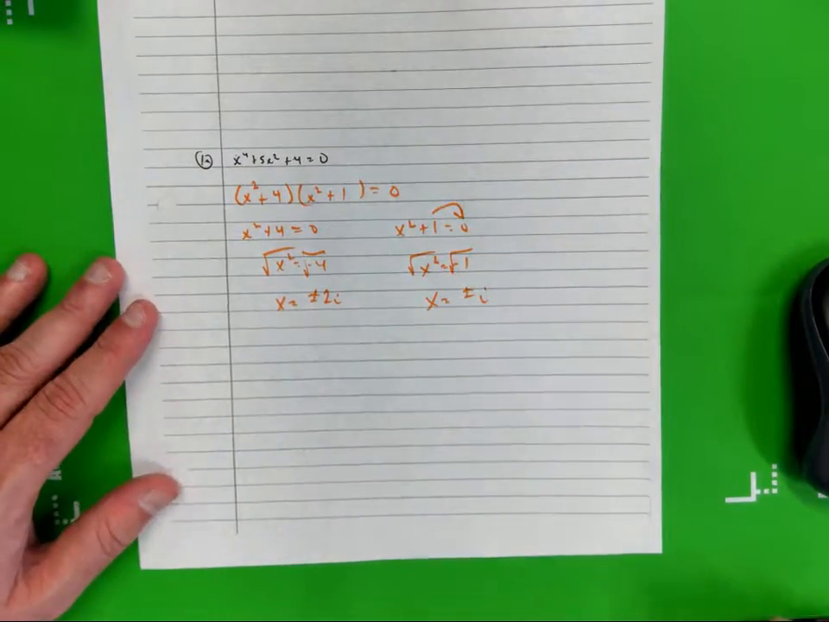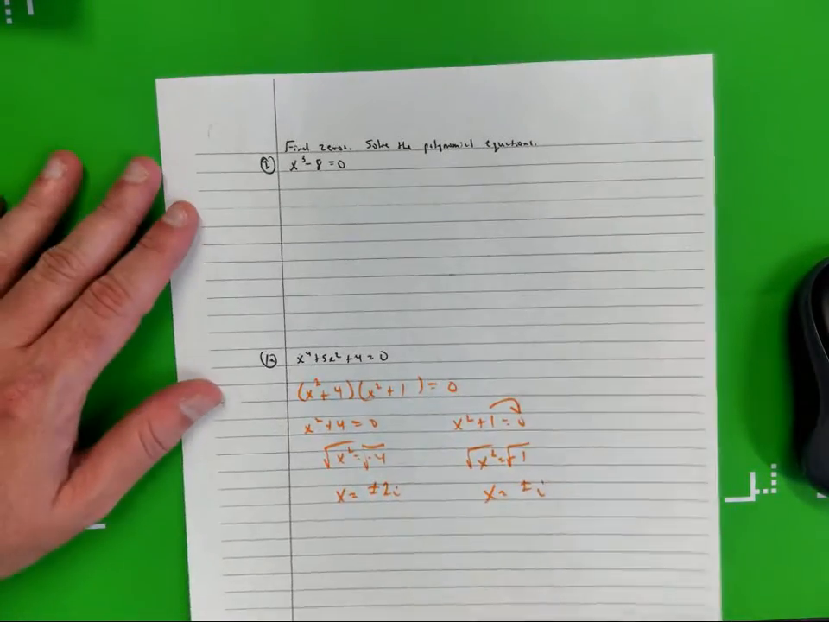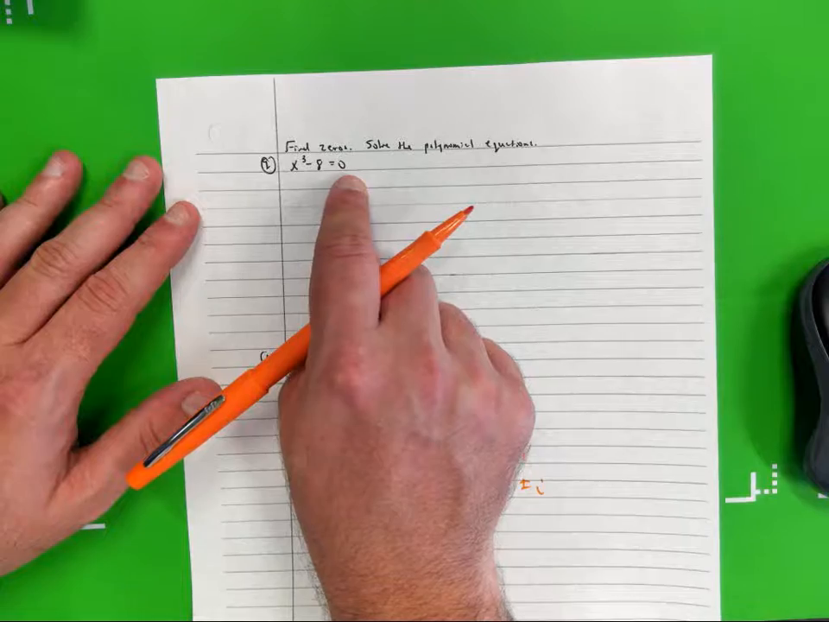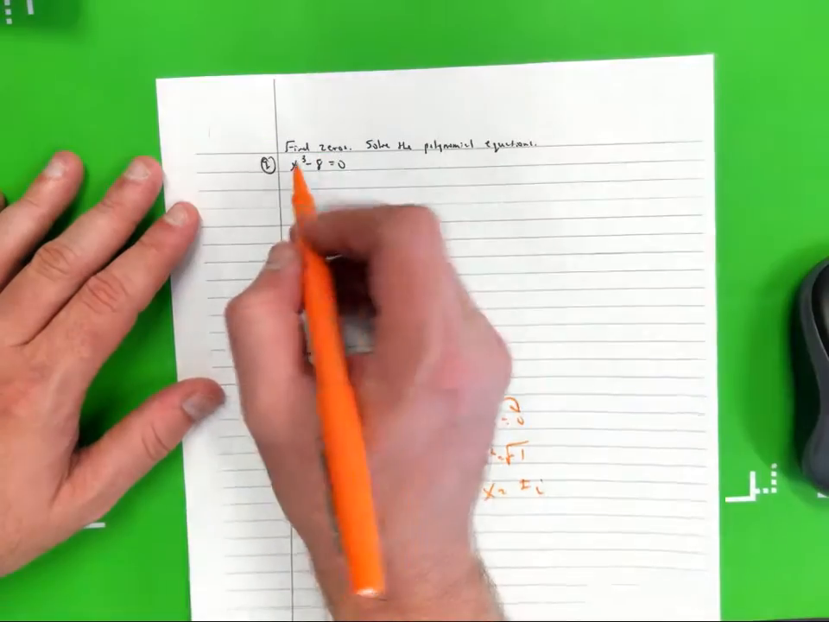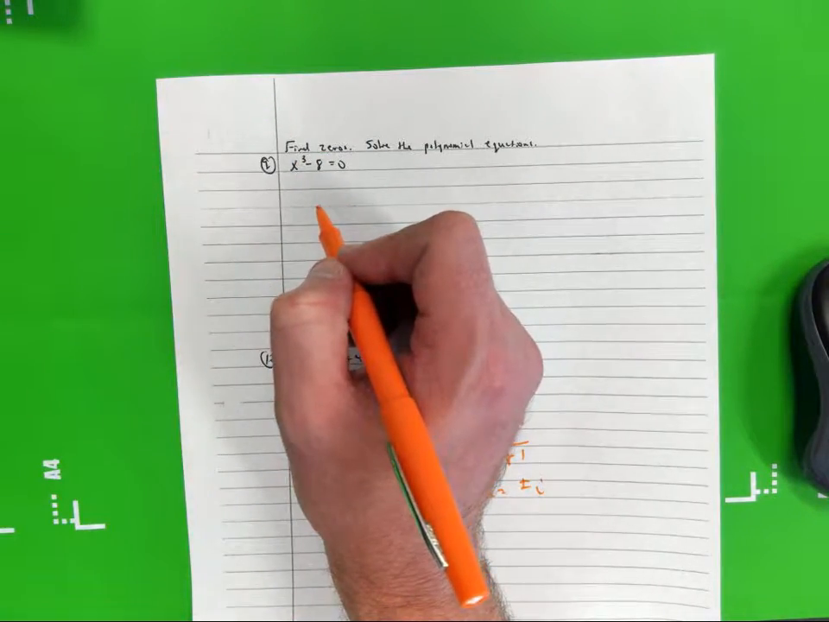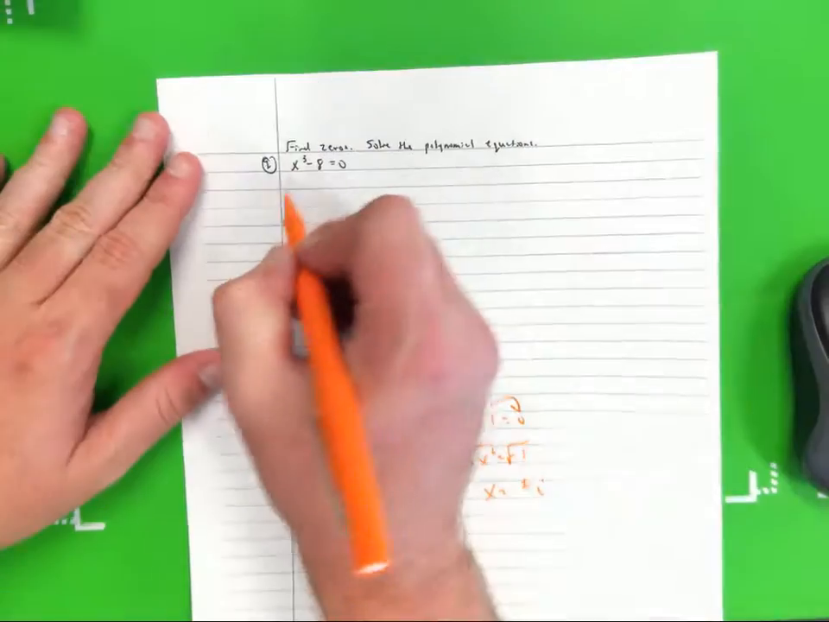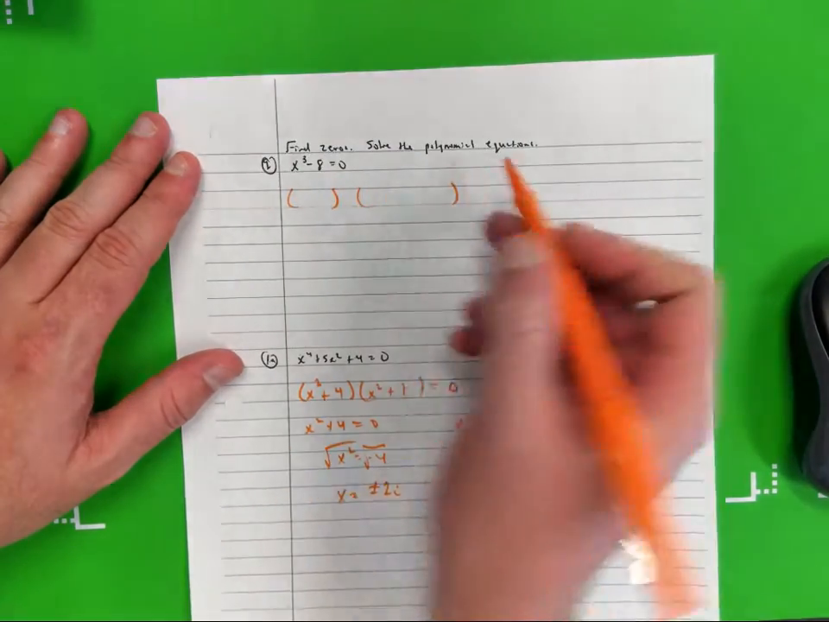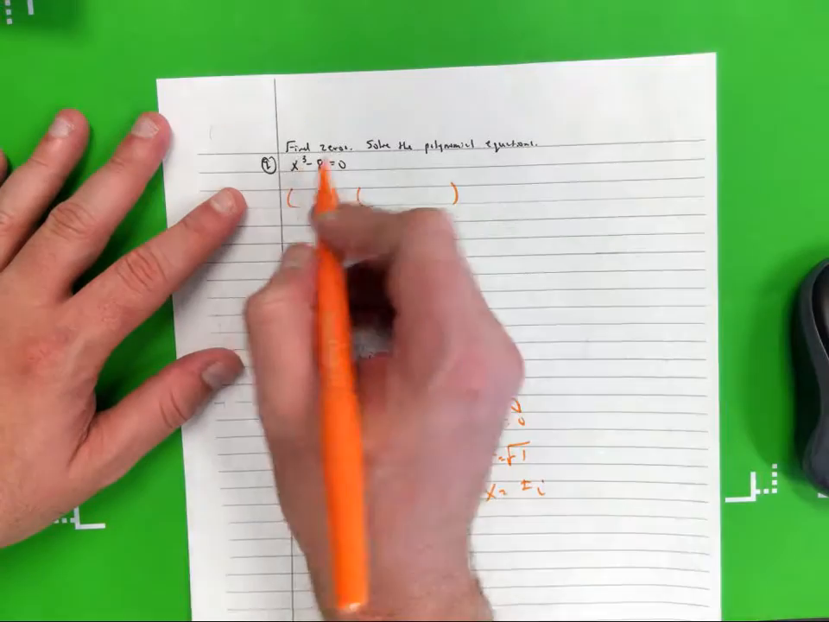Plus or minus i. On number 9, what is this? A perfect cube. So it's a difference of cubes. When you factor a difference of cubes, you're going to have a binomial and a trinomial. How do I get the binomial? I take the cube root of both of these.